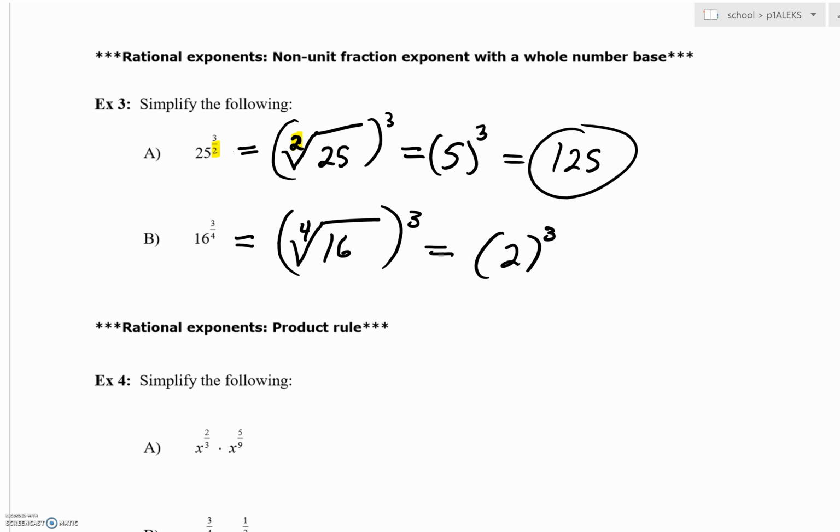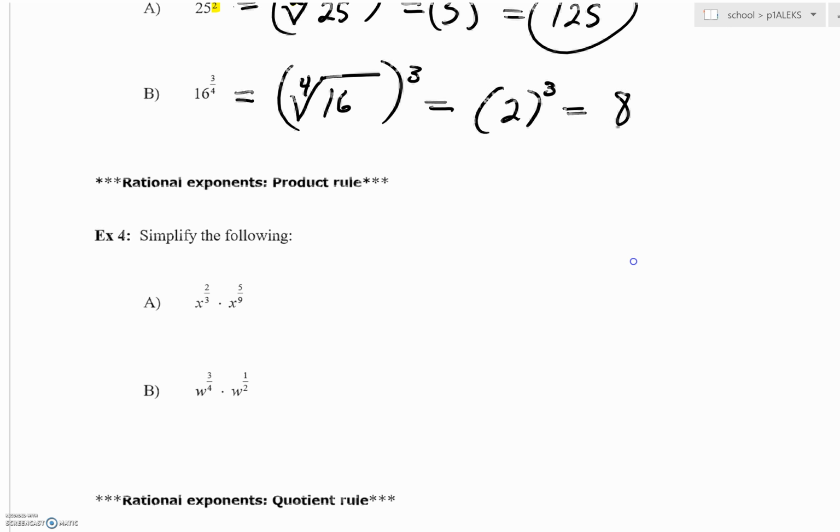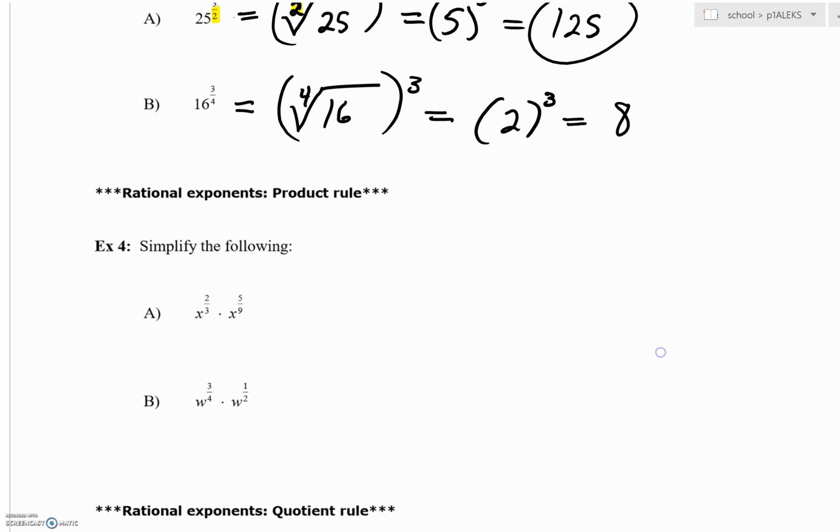So you could also have figured that out just by common sense. You could have said, what number multiplied to itself 4 times is 16? You'll get that it's a 2. Finally, what's 2 to the 3rd power? It's really 2 times 2 times 2, and that would just be an 8. And of course, you could use your calculator to get help with that as well. All right. So 8 is the answer. 8 is your final answer right there.